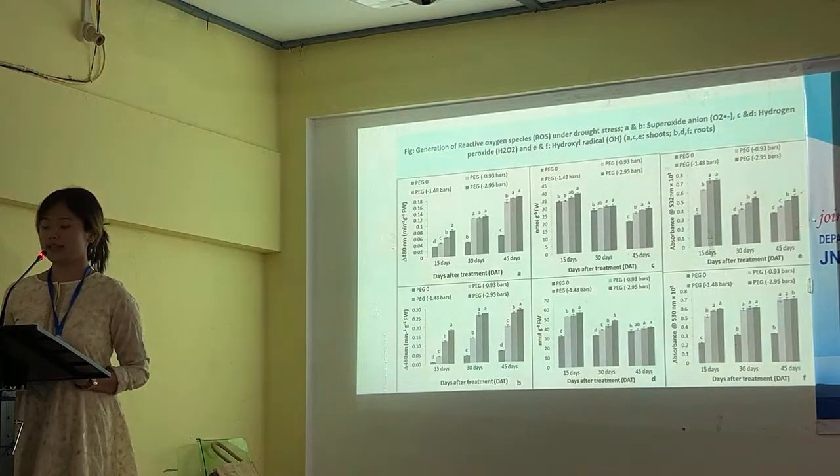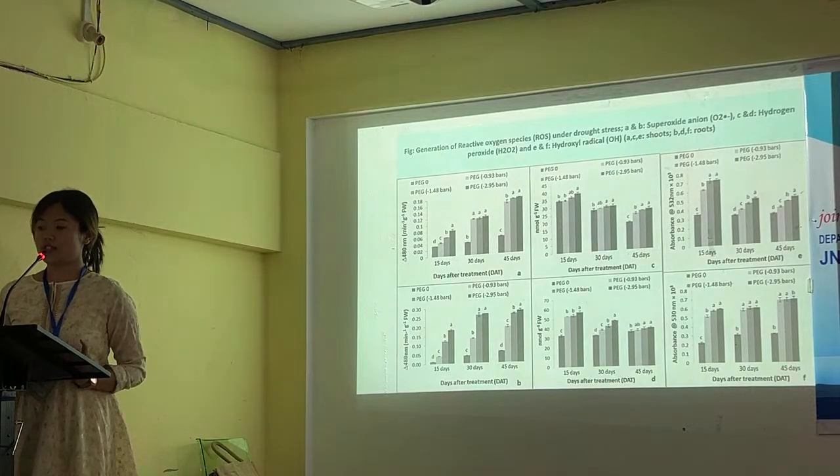Coming to the next parameter, that is reactive oxygen species. Reactive oxygen species is a very harmful species when plants are under stress conditions, because it leads to cell death of the plants. There are three types of reactive oxygen species: superoxide anion, hydrogen peroxide, and hydroxyl radical.